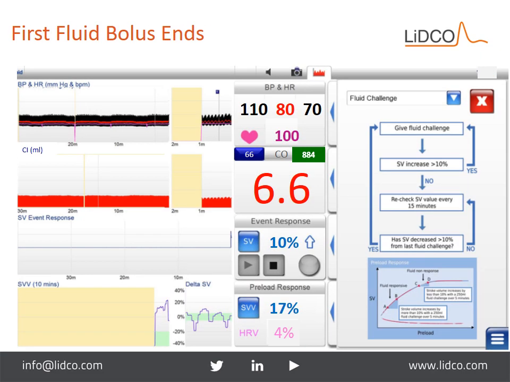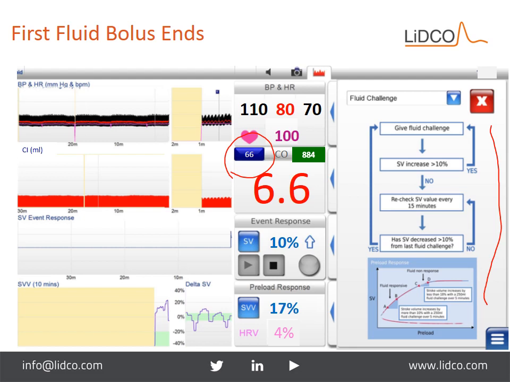Okay, so we give her a fluid bolus. We gave her a liter, and you can see that her blood pressure came up a bit and her heart rate is fine. But what's notable more to me is that her stroke volume right there went up to 66, which is over 10%. Okay, so there's a nice diagram on this side of the computer that you can use, and we know with or without stroke volume variation.